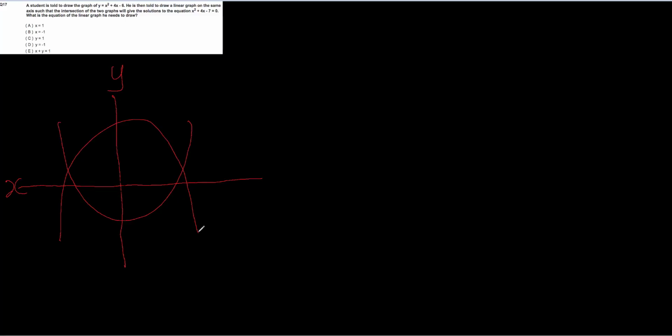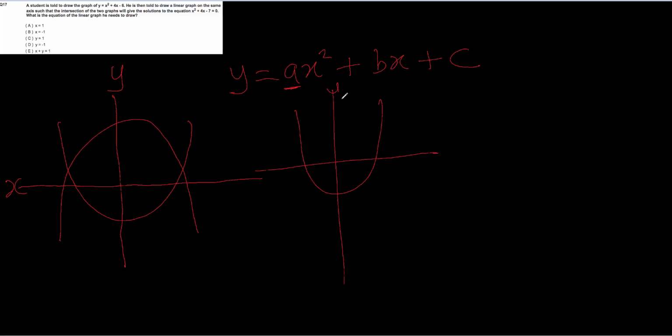And if you really want to know the shape of this particular graph, the clue is that the standard quadratic equation is in the form ax squared plus bx plus c. If this a is positive, it means that it is a U-shape. If it is negative, it means that it is an inverted U. So in this case, we're going to work with this graph.